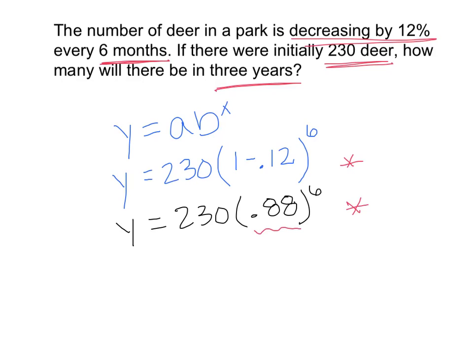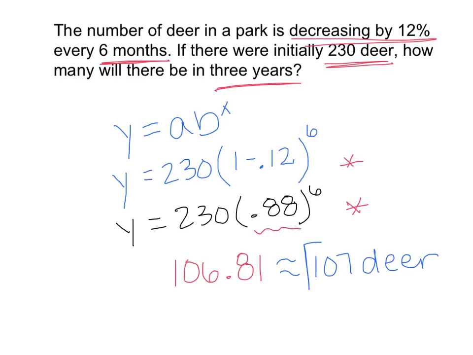And we can plug those in and figure out how many deer there are going to be in 3 years. So we do this, we end up with 106.81. And then we want to ask ourselves, are we really going to have 0.81 deer? So we can go ahead and round. You can just use standard rounding. People argue with you sometimes when you're talking about growth, decay, but let's just make it simple. Standard rounding. We'll have approximately 107 deer left in our park after this sad 12% decrease every 6 months.